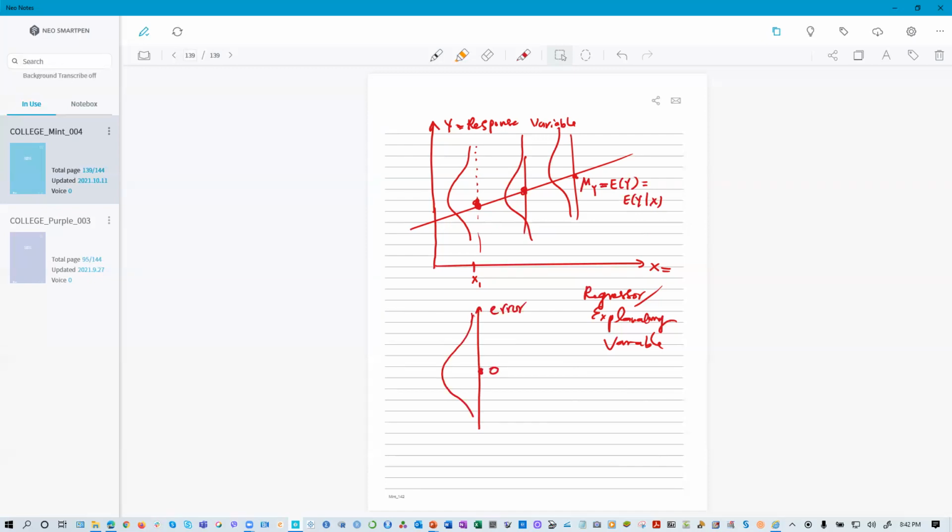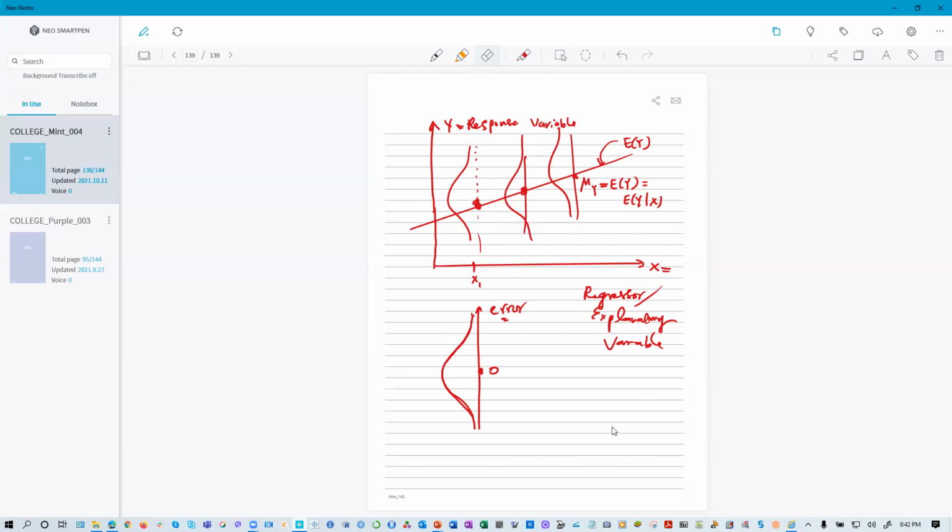And the error has a bell-shaped distribution. How do you make the error? Y minus y hat. In this case, y hat is the expected value of y, so you can say y minus E of y. It's the same thing. I'm using the sample version, but it's pretty much the same.